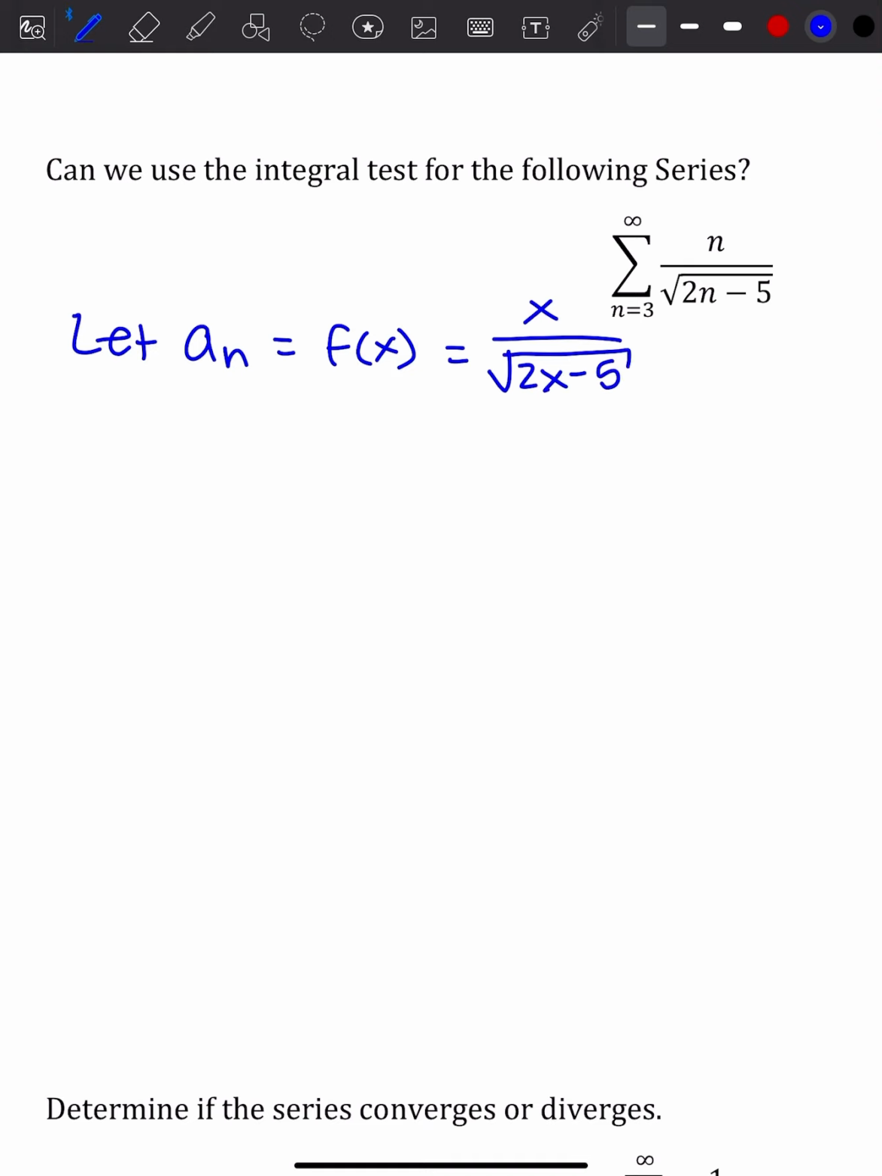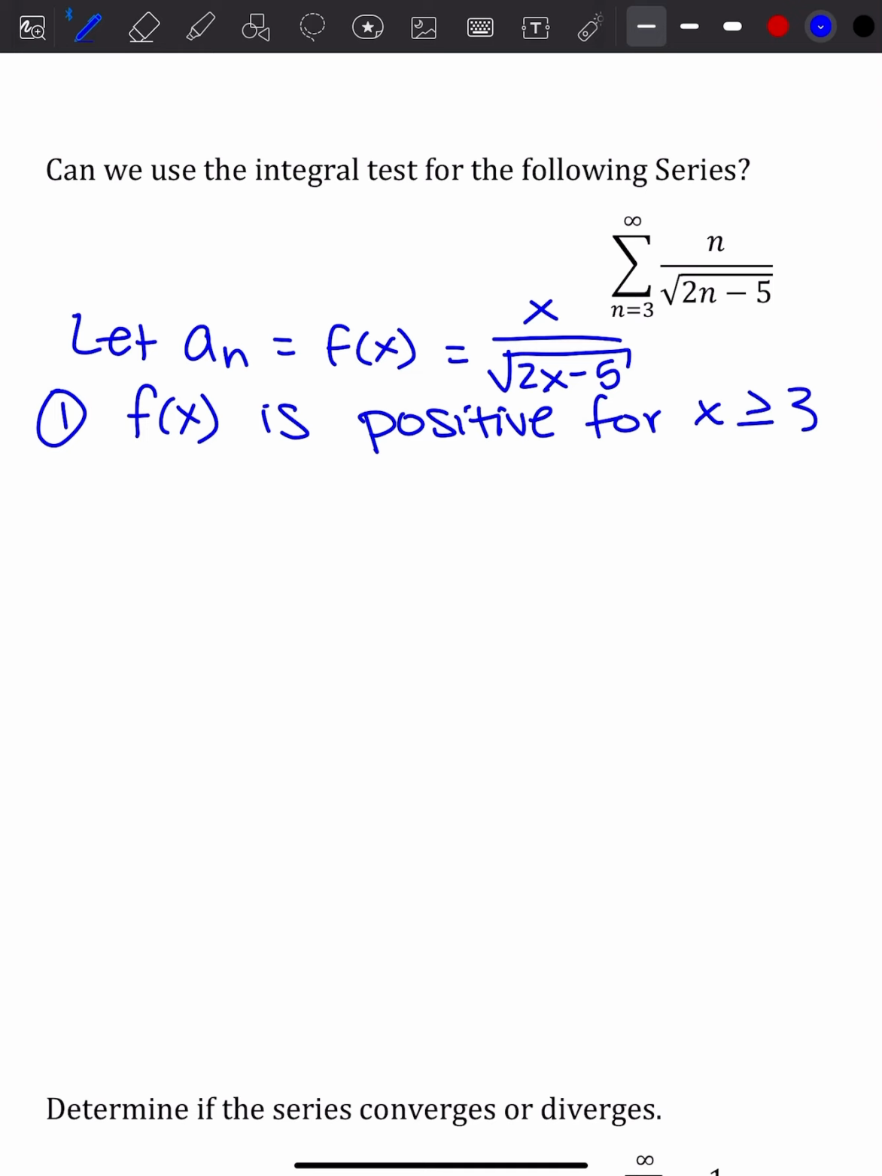Now we need to check for our three things: positive, continuous, and decreasing. If we look here, x over the square root of 2x minus 5, our denominator is a square root, and we can't have a square root that comes out as a negative value. So the denominator is going to be positive. We're plugging in numbers bigger than 3, so we know that we are going to be positive for everything. So f of x is positive for x greater than or equal to 3.